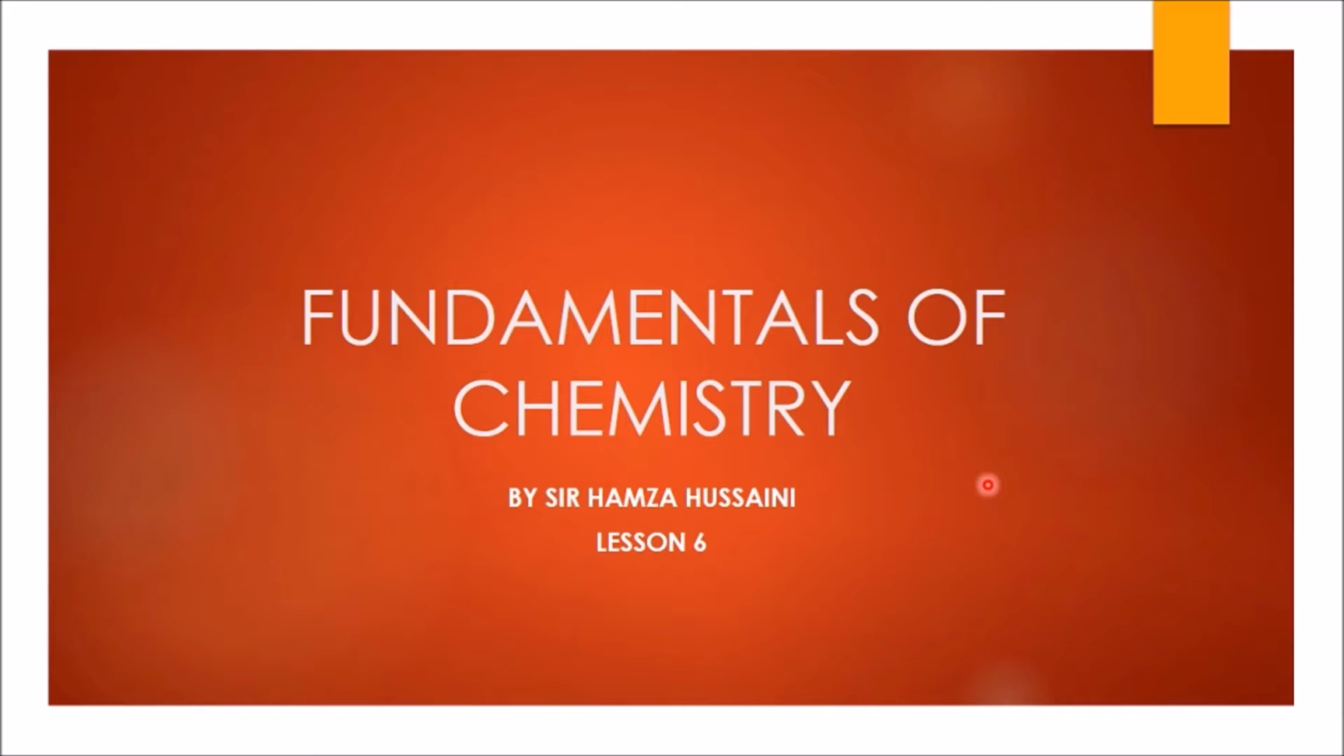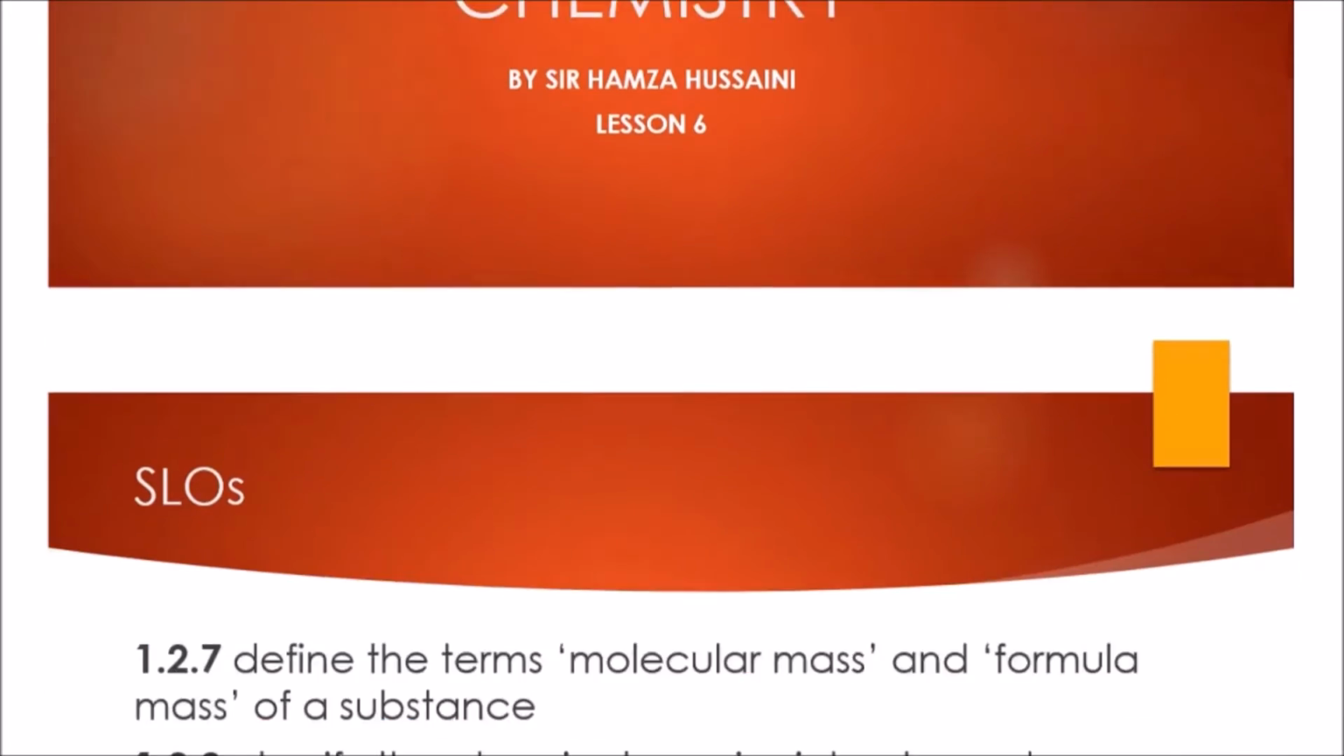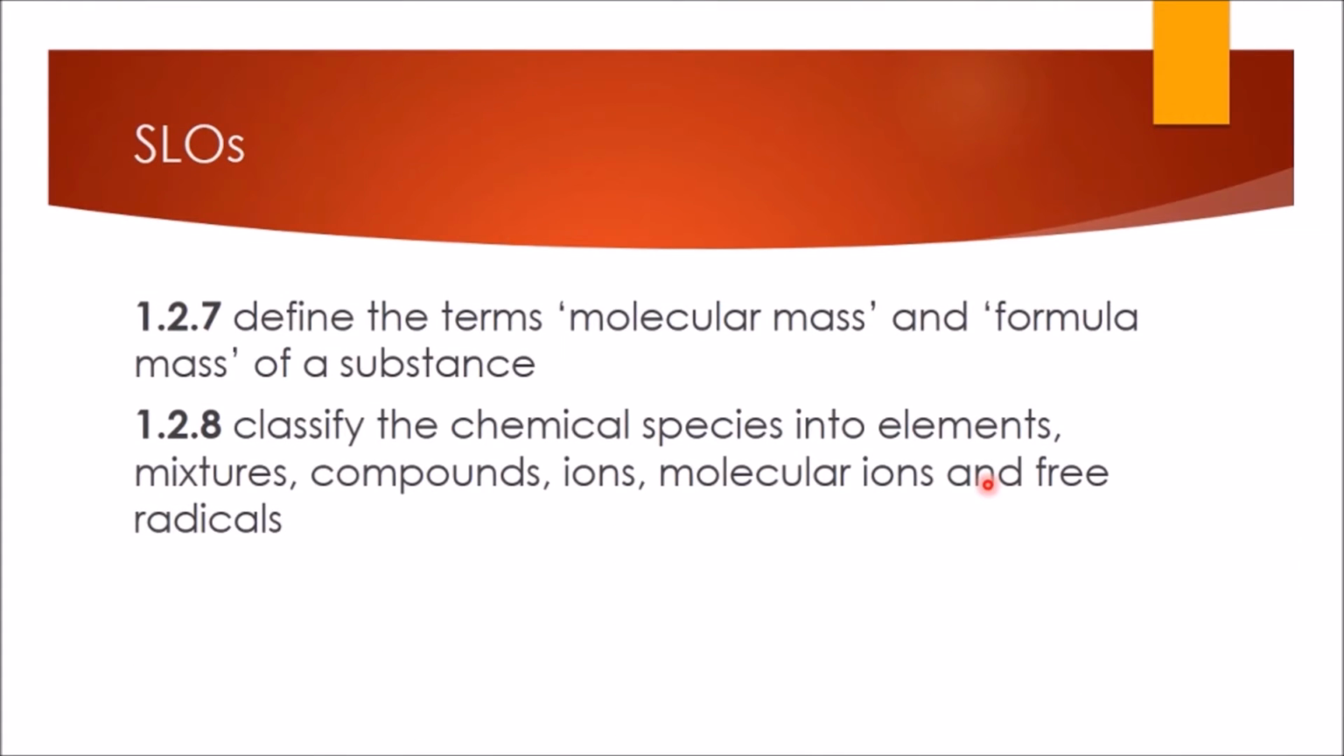This is lesson 6, and in this lesson we are going to look at the SLOs 1.2.7 and 1.2.8. In the first SLO we are going to look at molecular mass and formula mass of the substances, and in the second SLO we are going to classify species into elements, mixtures, compounds, ions, molecular ions and free radicals.